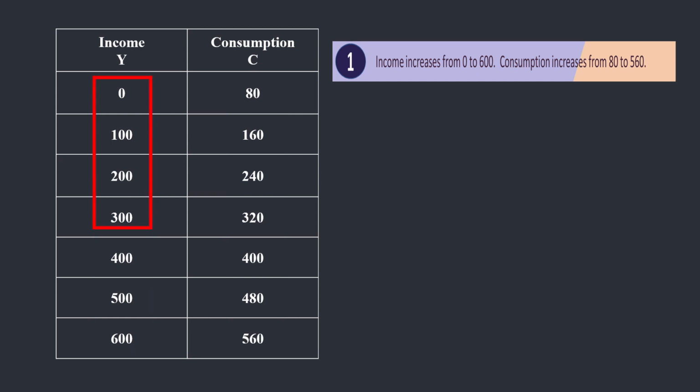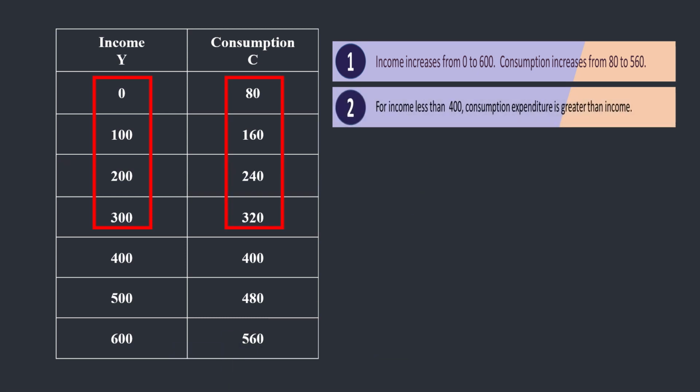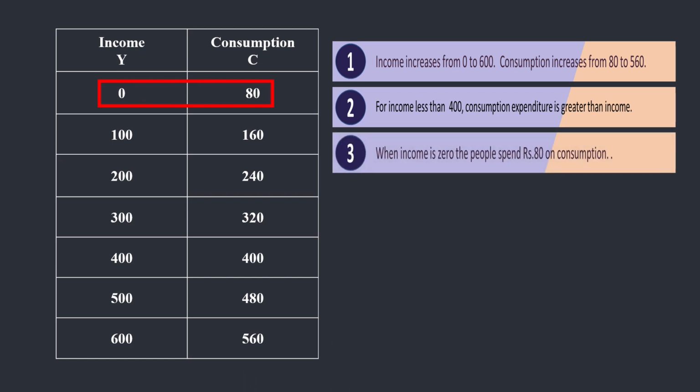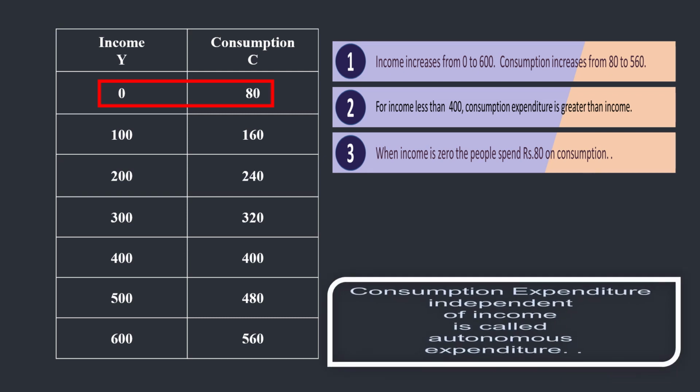For income less than 400 rupees, consumption expenditure is greater than income. People manage the excess expenditure by dis-savings or borrowing. When income is 0, people spend 80 rupees on consumption. This is called autonomous consumption. Consumption expenditure independent of income is called autonomous consumption expenditure.